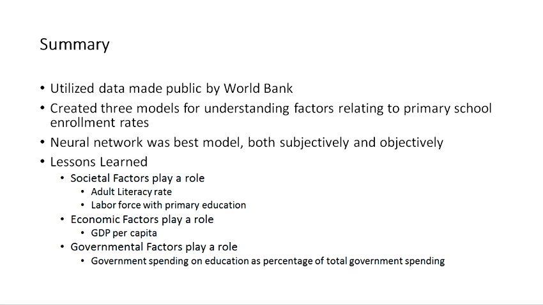As a summary to the presentation, we utilized data that was made public by the World Bank. We created three models for understanding factors relating to primary school enrollment rates. Of those three models, the neural network was the best model, both subjectively and objectively. Some of the lessons learned from this are, one, societal factors play a role, things such as adult literacy rate and labor force with primary education. As we saw from the neural network, they play a role in determining primary education enrollment rates.